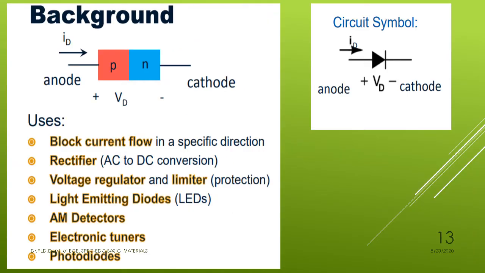Let's observe the background of this PN junction diode and how it allows current to flow through it. The drop across the diode is in general represented with VD, and the current flowing through the diode is ID. It blocks current flow in a specific direction. In the case of a rectifier, it allows current flow from the P region to the N region, and it opposes current flow from the N region to the P region. That is, it allows current flow through it in a specific direction only.